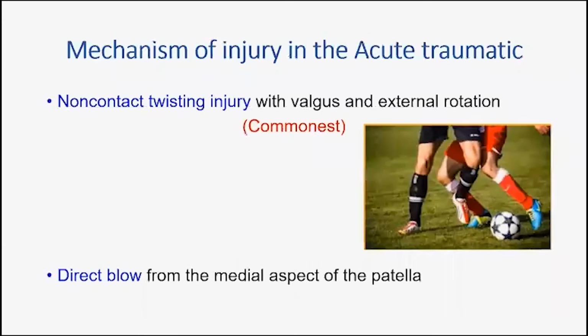The most common mechanism of injury in the acute traumatic ones is a non-contact twisting injury with valgus and external rotation force to the leg. A direct blow to the medial aspect of the patella is less common.